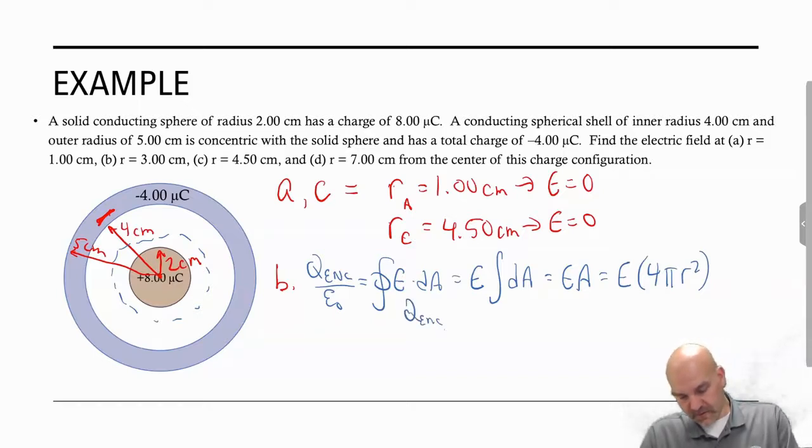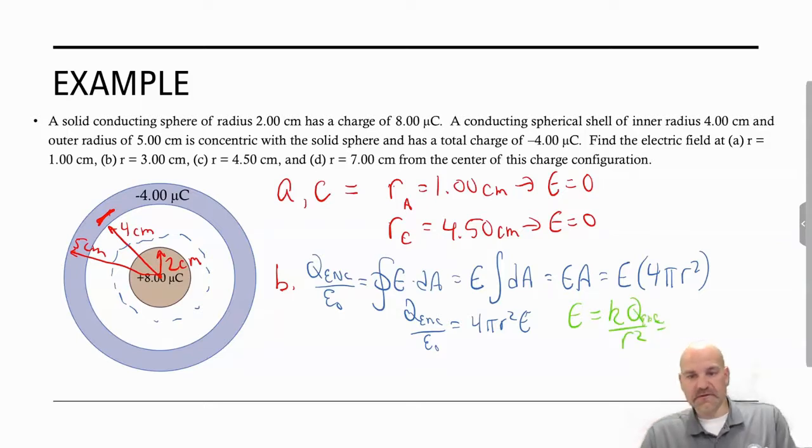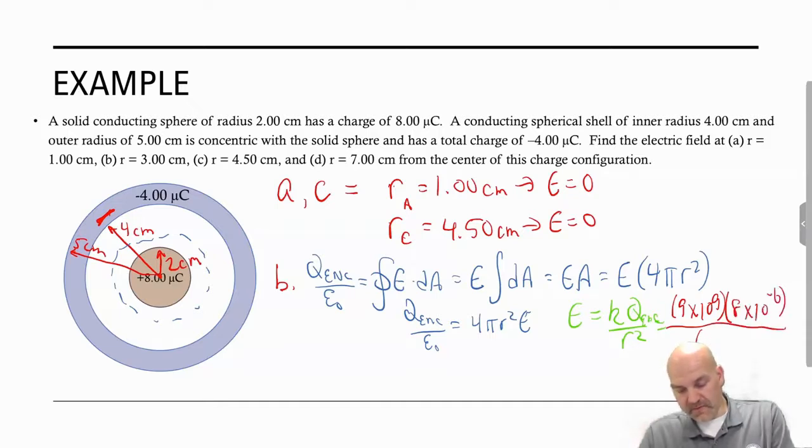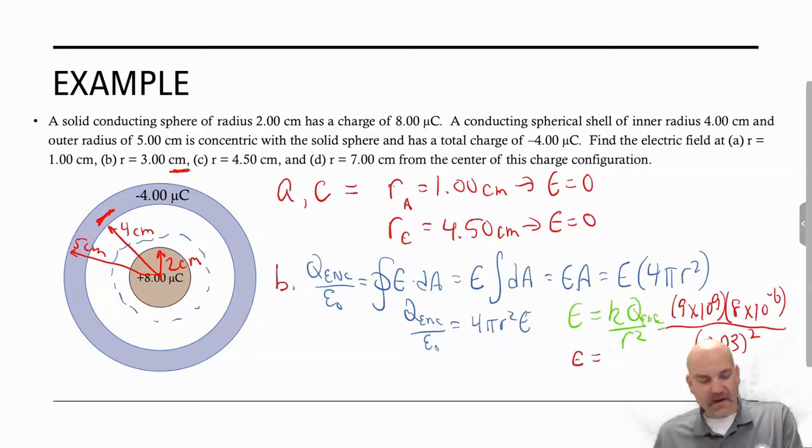So I have Q enclosed over epsilon naught equals 4 pi r squared E. Now all I have to do is divide by 4 pi r squared, and we end up with kQ over r squared, where this Q is the Q enclosed. Now we can plug in our numbers: k is 9 times 10 to the 9th, Q you have to be careful to convert from microcoulombs, and r is 0.03 squared. It's given in centimeters, so it needs to be in meters. And we get an E value of 8 times 10 to the 7th.